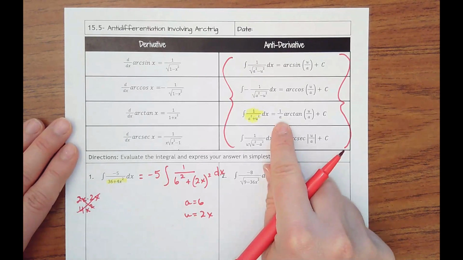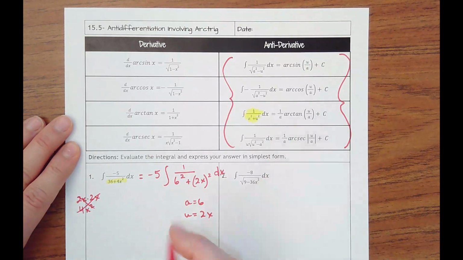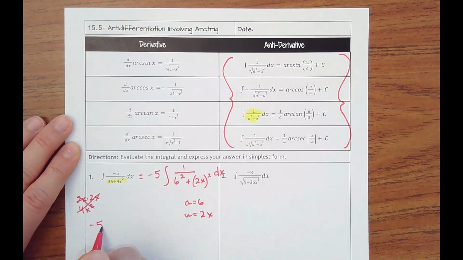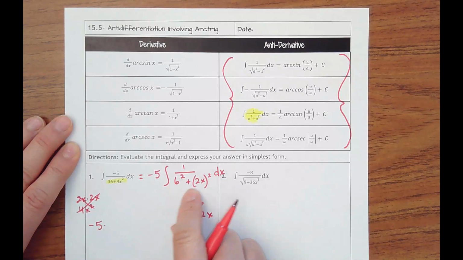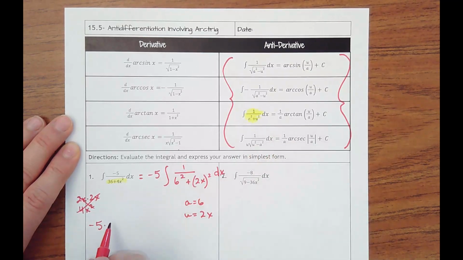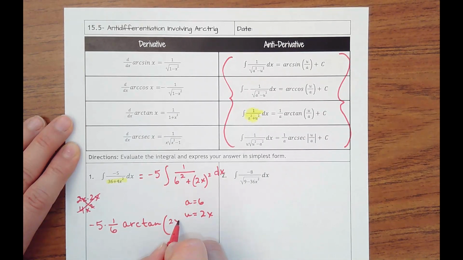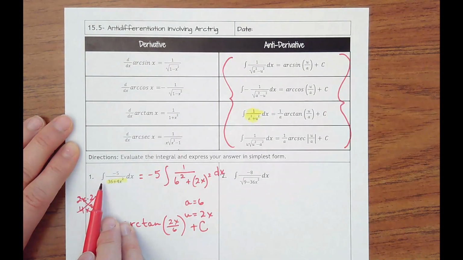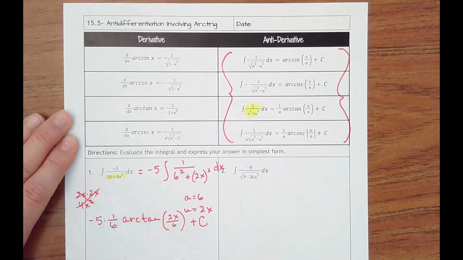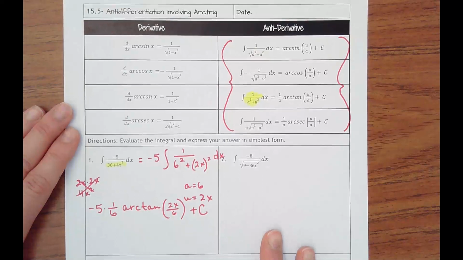Then I'm just going to follow this formula. So I had my negative 5 out in front, times the integral of this is going to get 1 over a, which is 6, times arctan, or inverse tan, of u over a, which is 2x over 6. Don't forget your plus c, your constant, because we're anti-deriving an indefinite integral. We don't have bounds to plug in and try to get an answer for.